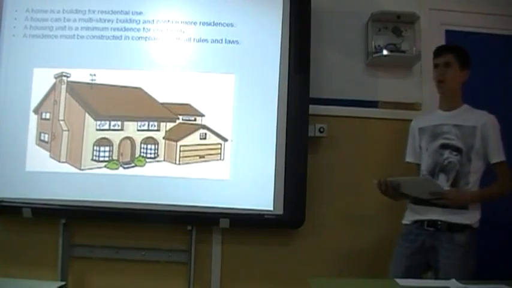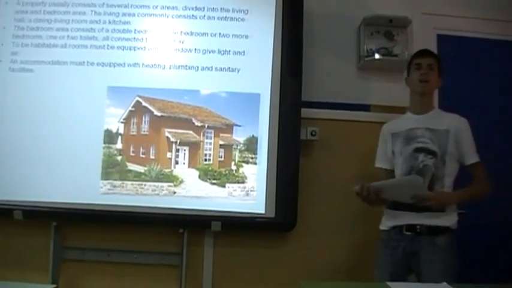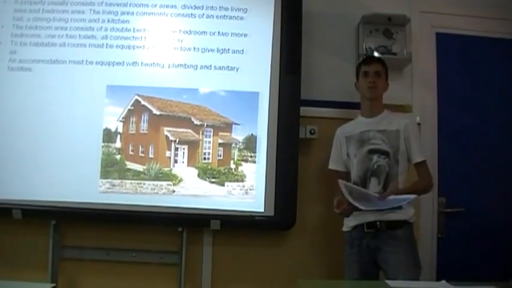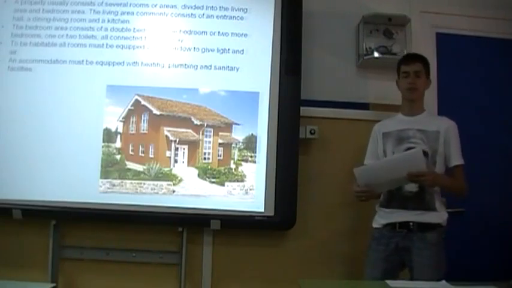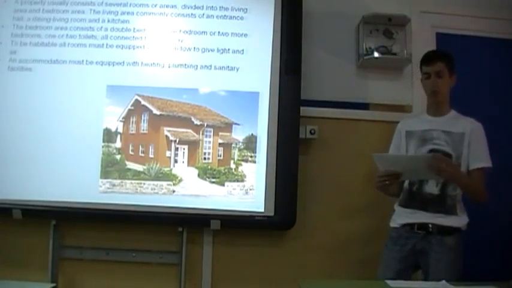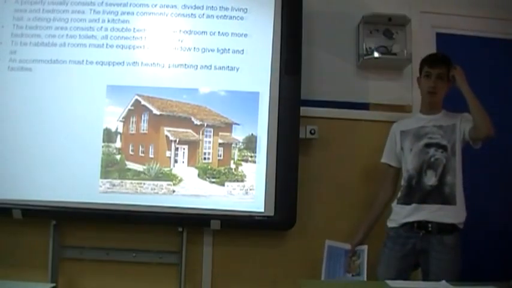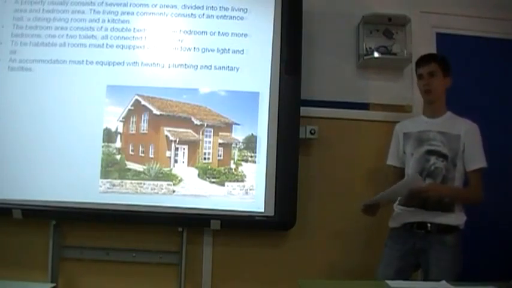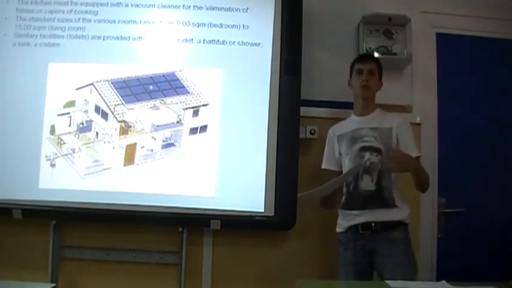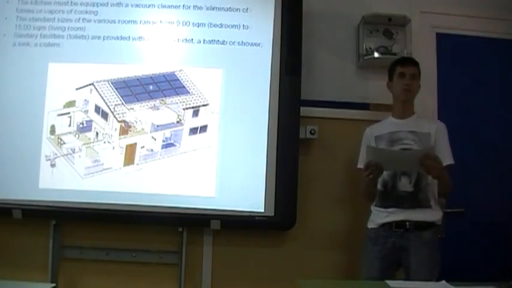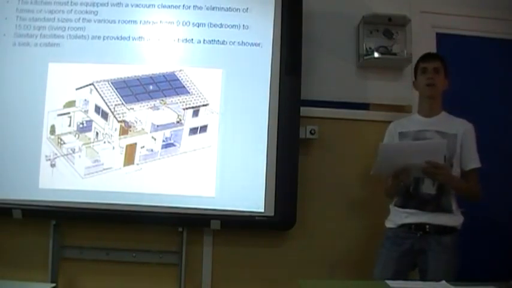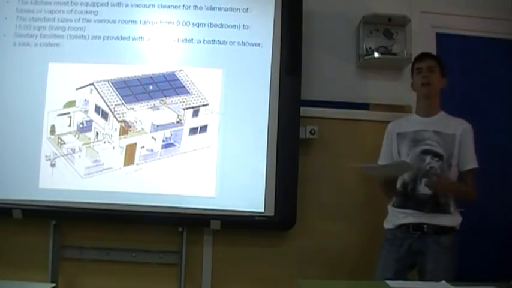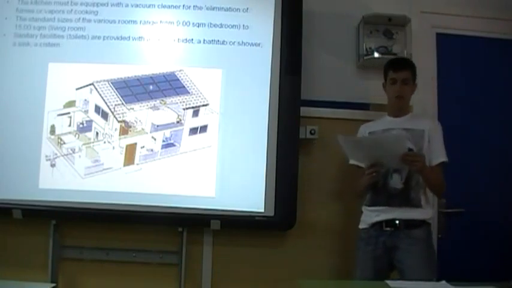A house consists of several rooms, such as the kitchen, living room, and bathroom. Now I will analyze each single room. The bedroom area consists of one bedroom, two bedrooms, or four more bedrooms, and all are connected by a hallway.